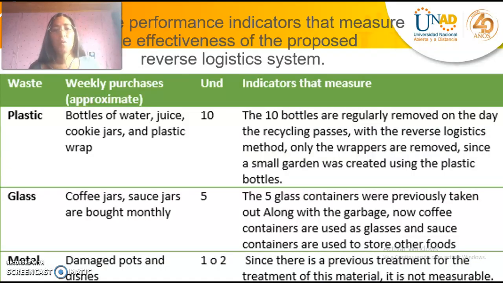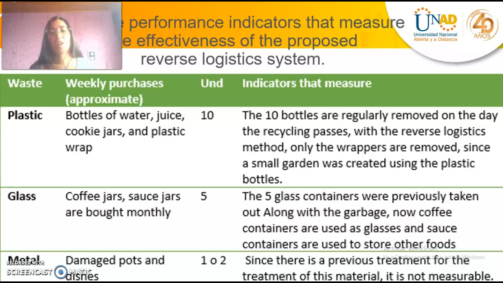Propose performance indicators that measure the effectiveness of the proposed reverse logistics system. Plastic: bottles of water, juice, cookie containers, and plastic wrappers. Before, the bottles were regularly removed with the recycling pass. With the reverse logistics method, only the wrappers are removed.